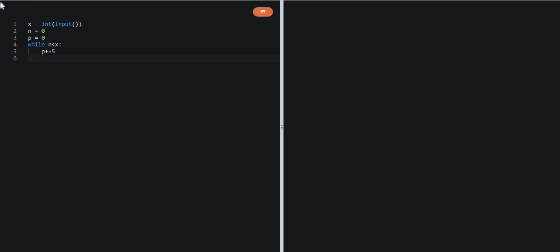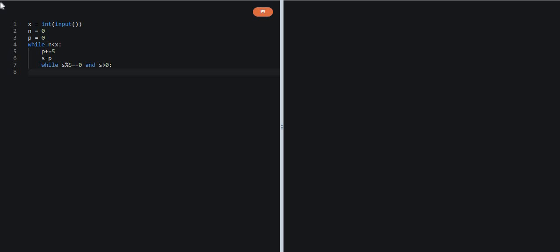I mean, the prime factorization of p will have 5 to the power n. So what will be the value of that? We will have to change the value of p, so we will declare another variable, because we cannot change the original value, we have to keep it. So now, while s percent 5 is equal to 0 and s is greater than 0, let me explain this.